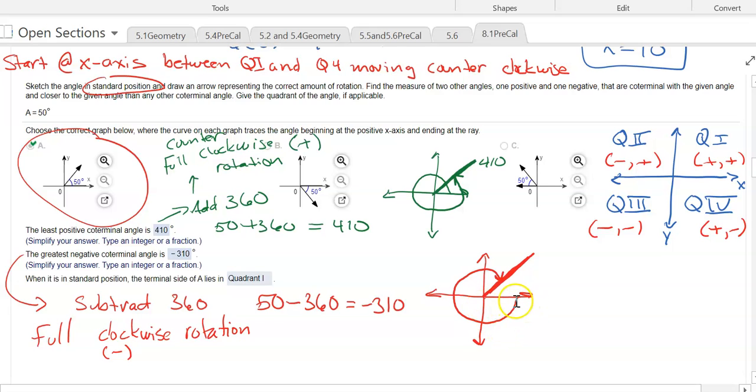And so here, we start here, we're going in this direction. So negative isn't really about a value, it's more about direction. Going counterclockwise means a positive direction. Going clockwise represents a negative rotation. So here, we're going in a negative rotation, negative 310 degrees, and we stop here, which is the same location as 50. So 50, 410, and negative 310 have the same coterminal.